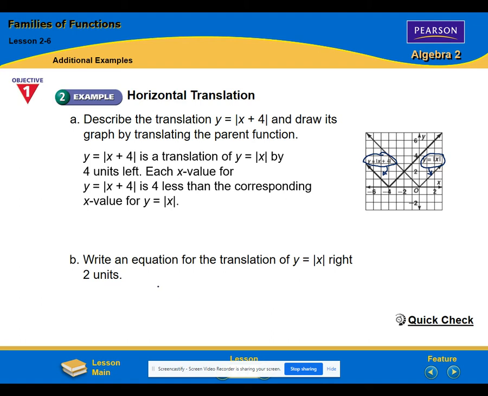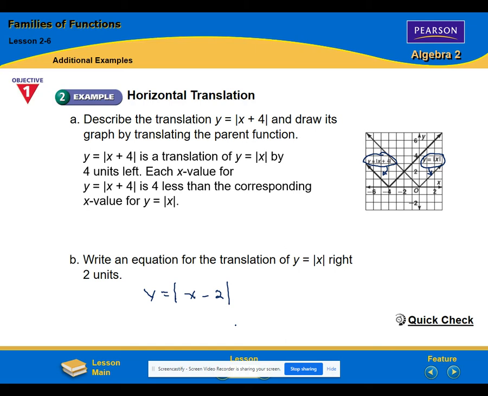Pause the video if you don't want me to say it right away. That would be y equals the absolute value of x. And again, it's right 2, and it's kind of backwards from the way it was with the vertical. Right 2 is actually x minus 2. There's a big difference between the last problem where the number was outside the absolute value, whereas in here it's affecting the x directly inside the absolute value.